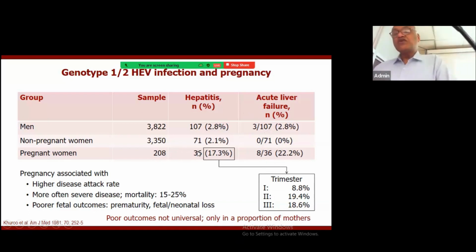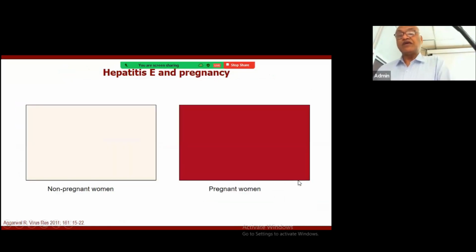Also, there is an association with higher mortality. So 15 to 25% of these pregnant women who have hepatitis die. There are poorer fetal outcomes. So there is more prematurity, and there is more fetal death. And these complications are much more common when infection occurs, or disease occurs, in the second and third trimester rather than in the first trimester.